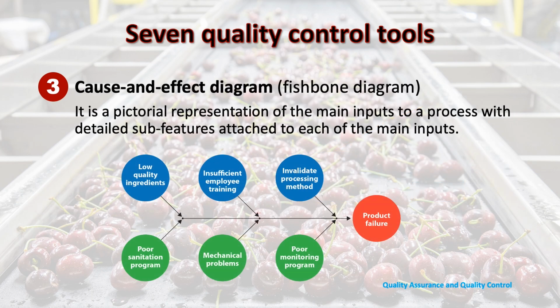The third quality control tool is called the cause and effect diagram, or fishbone diagram. The idea is to identify all possible reasons that could account for a final product failure. It provides a pictorial representation of the main inputs, causes. A fishbone diagram is typically used when the product failure has been identified and potential causes of the failure need to be identified. For this particular example, all 6 factors, from low-quality ingredients to a poor sanitation program, can contribute to the product failure.